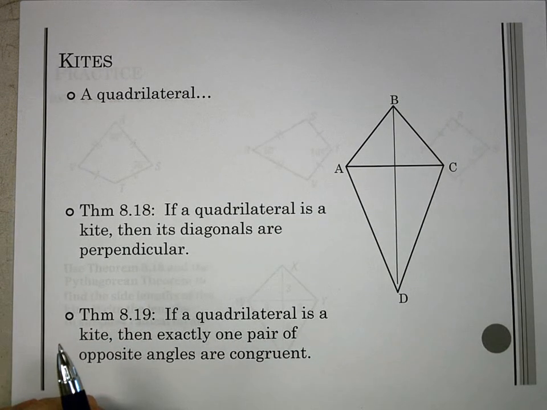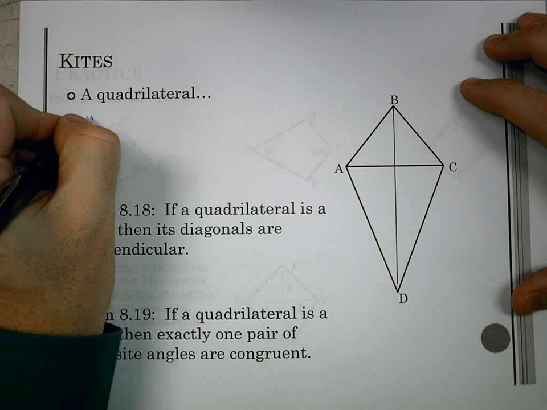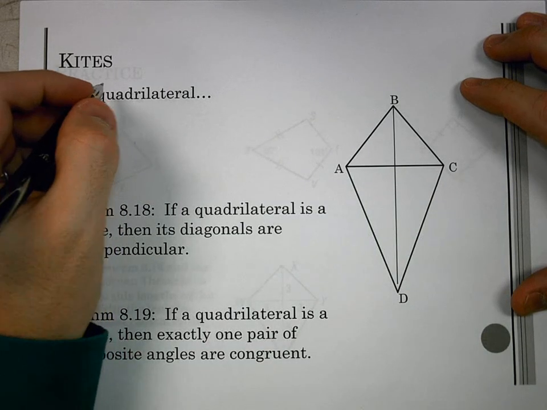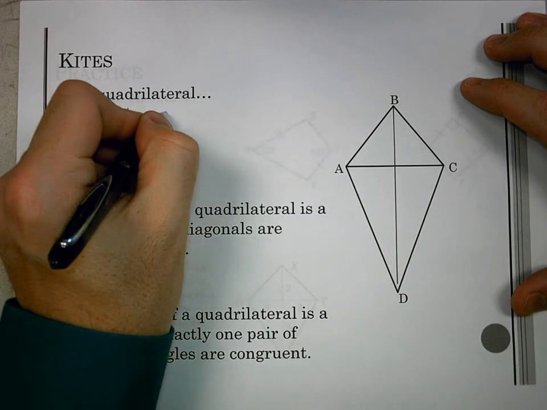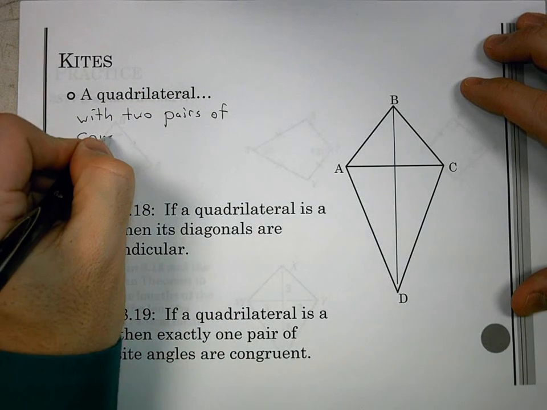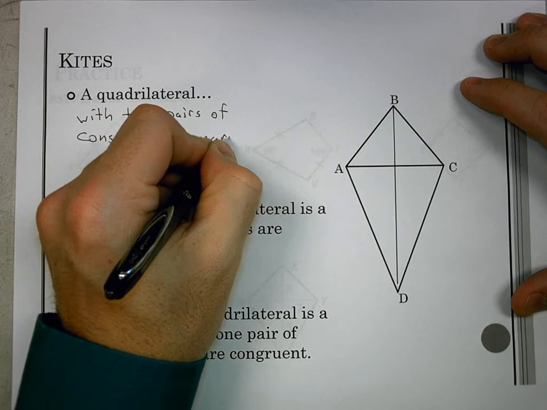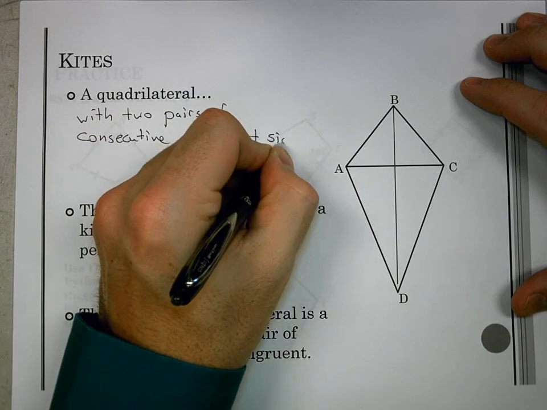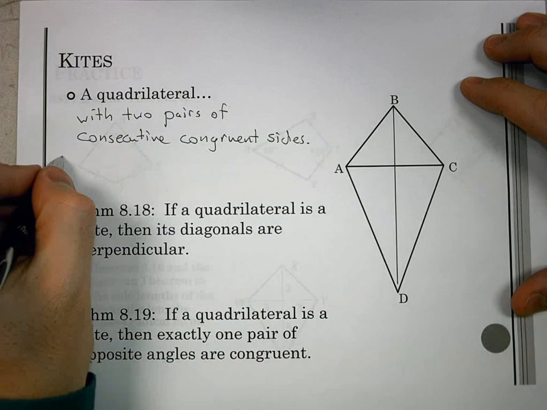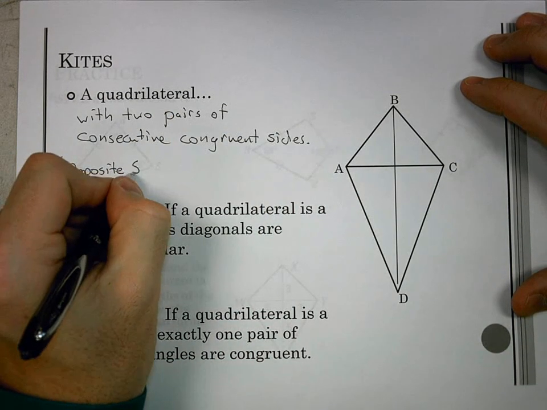A kite is not going to have any parallel sides. But what a kite is, it's a quadrilateral with two pairs of consecutive congruent sides. We have to make a note here that opposite sides, though, are not congruent.